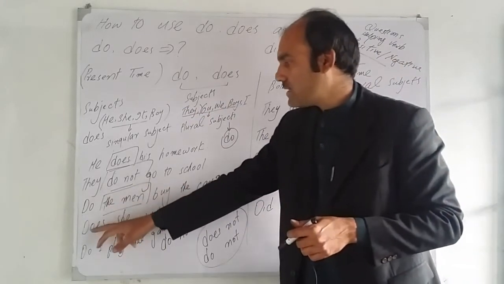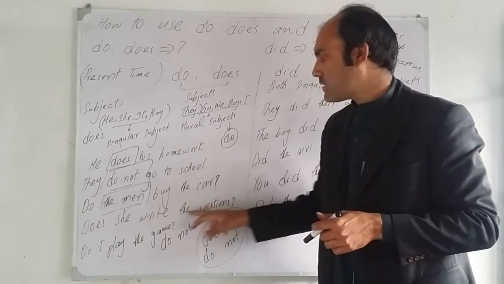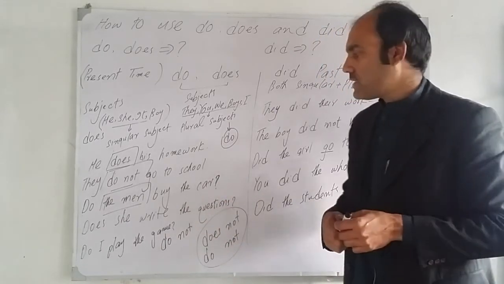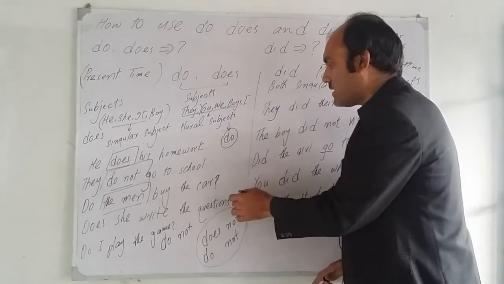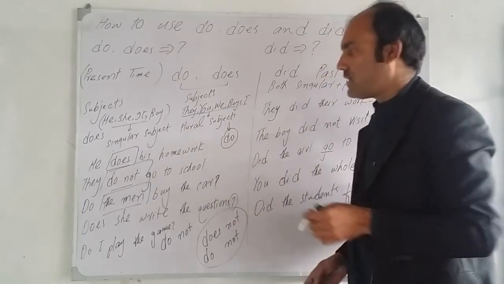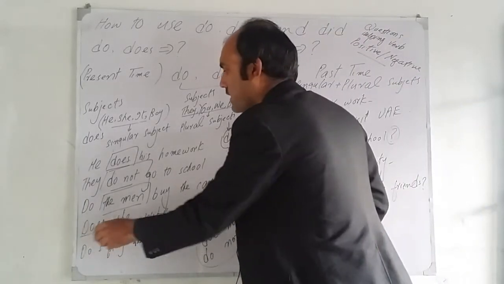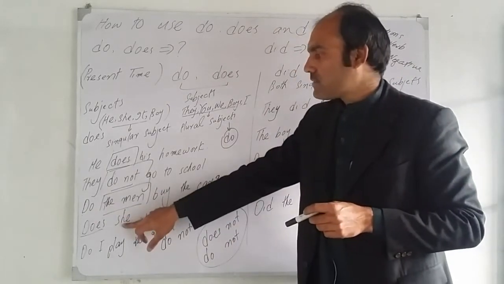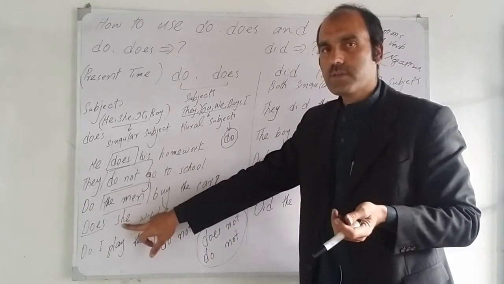Now come to this one. Does she write the questions? Again, this is an interrogative sentence. This is ended by a question mark, and at the beginning you can see does here. Our subject is she. This is called a singular subject.